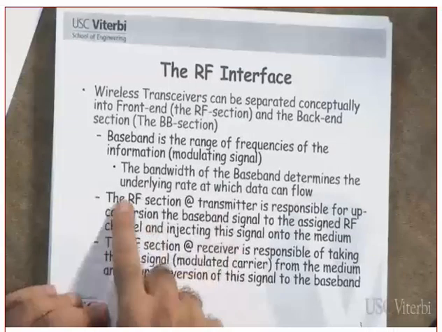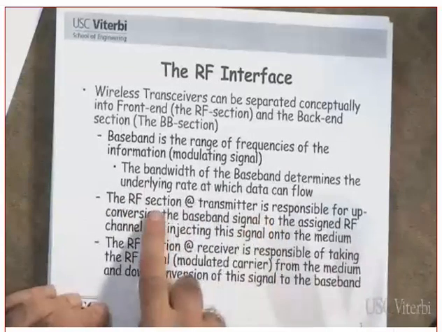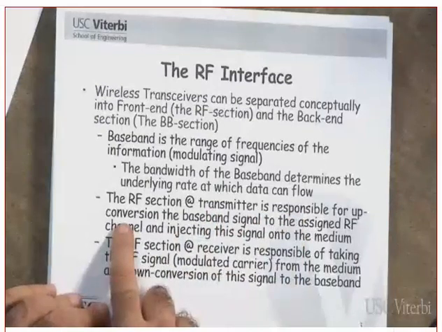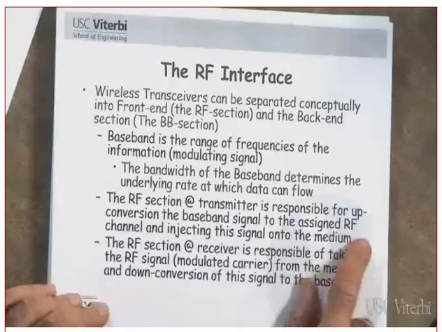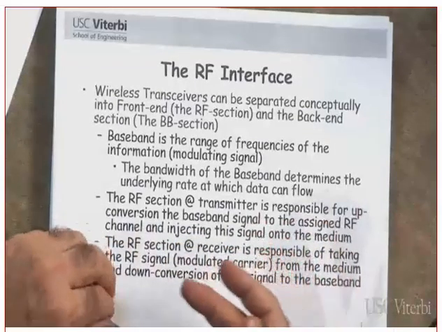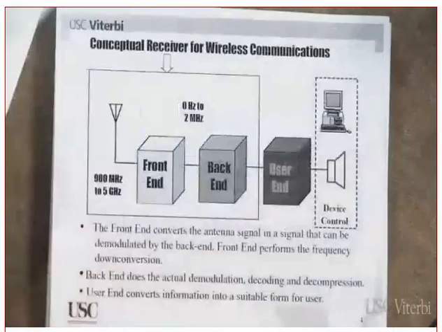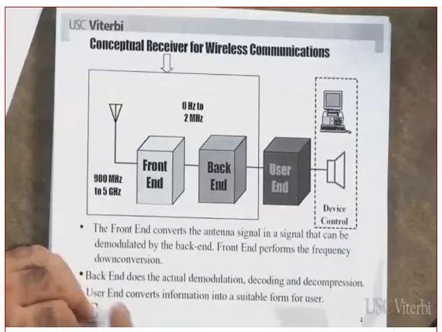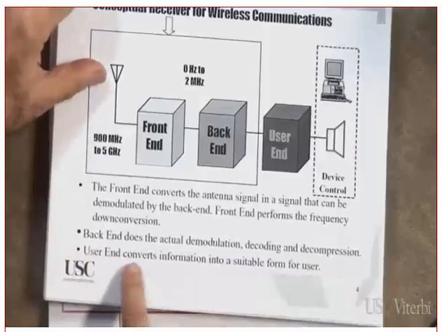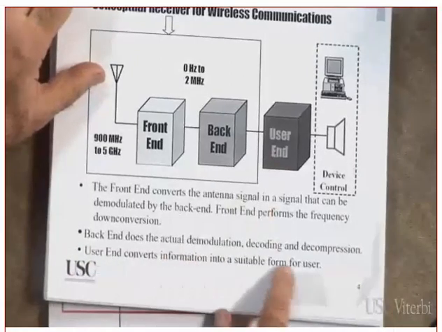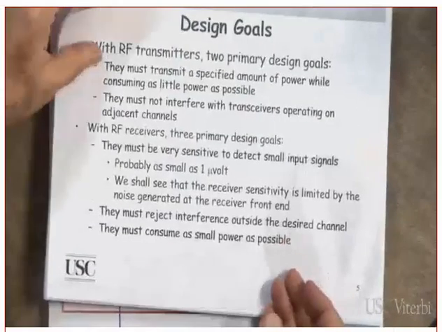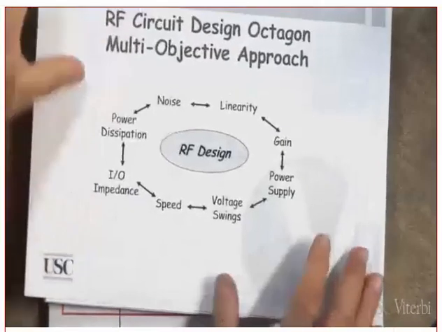Okay, good. Now, the RF section at the transmitter side is responsible for up conversion of the baseband signal to the assigned RF signal and injecting this signal onto the medium. The RF at the receiver is the other way around. So in the transmitter it is up conversion, at the receiver it is down conversion. The backend does the actual demodulation, decoding, decompressing, and so on and so forth. And the user end converts the information to a form more suitable for the user. Clear? Then we just did the design goals, repetition.